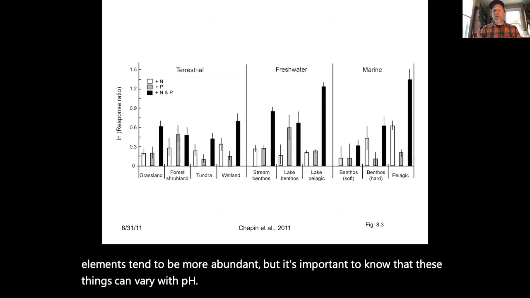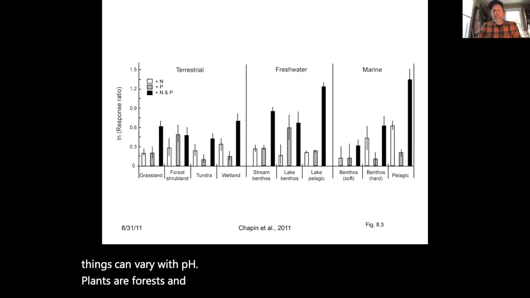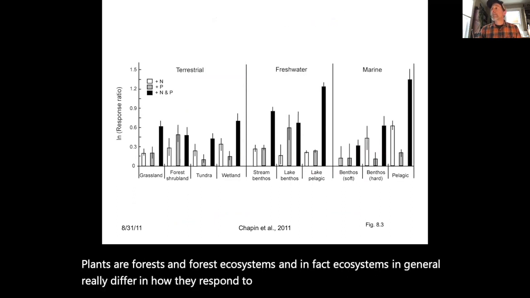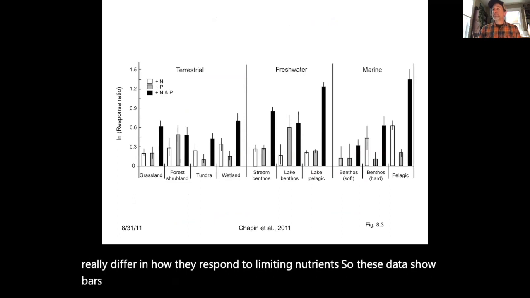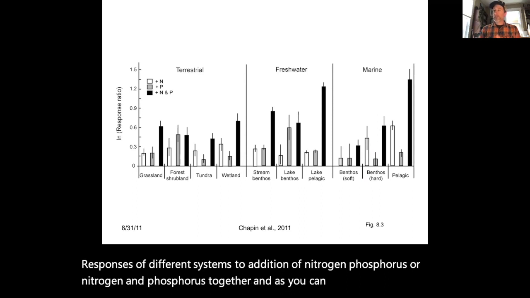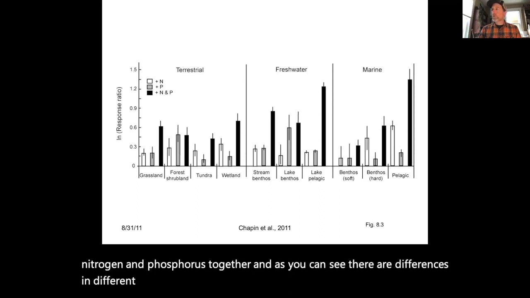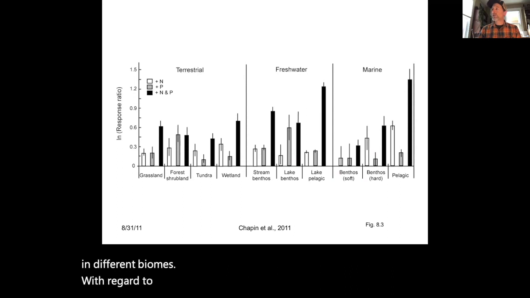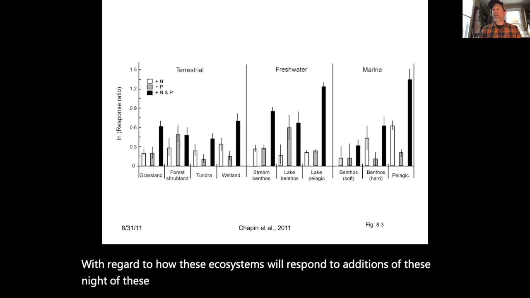Plants, forests, forest ecosystems, and in fact ecosystems in general, really differ in how they respond to limiting nutrients. These data show bars for responses of different systems to addition of nitrogen, phosphorus, or nitrogen and phosphorus together. And as you can see, there are differences in different biomes with regard to how these ecosystems will respond to additions of these nutrients.